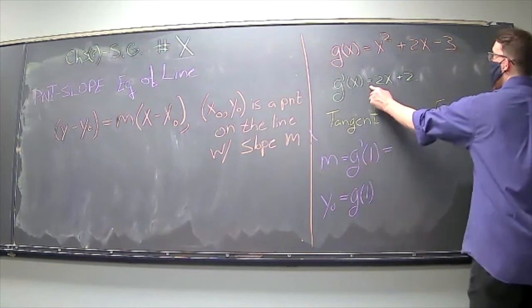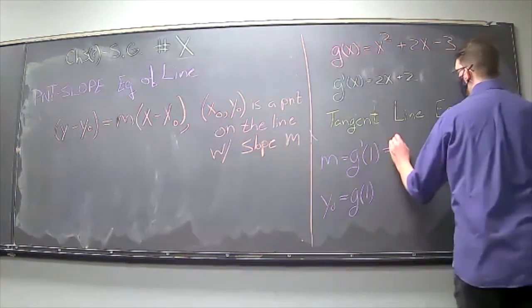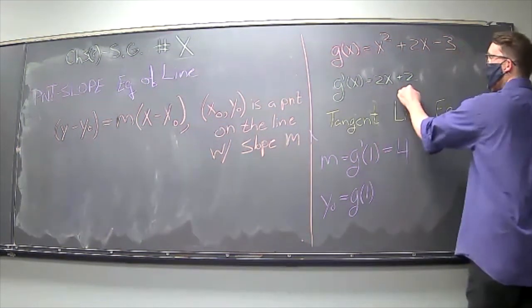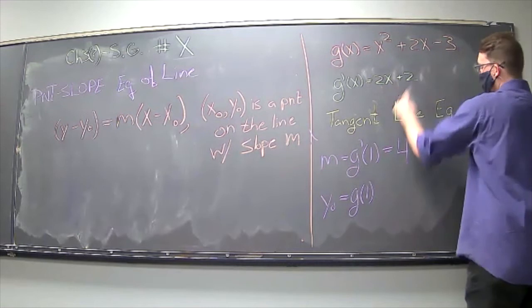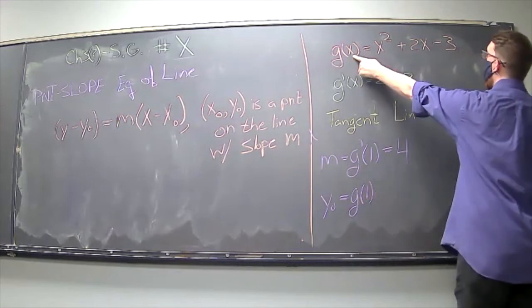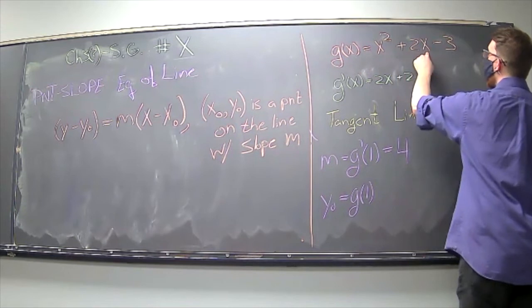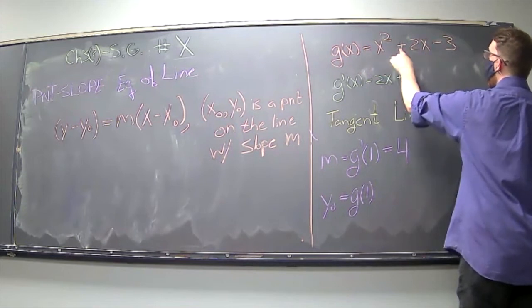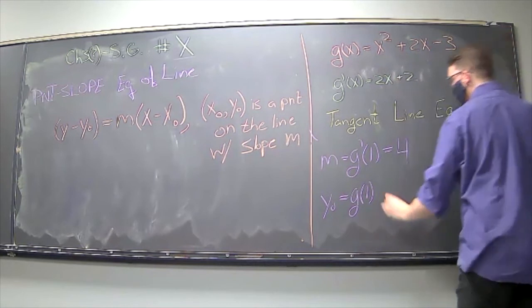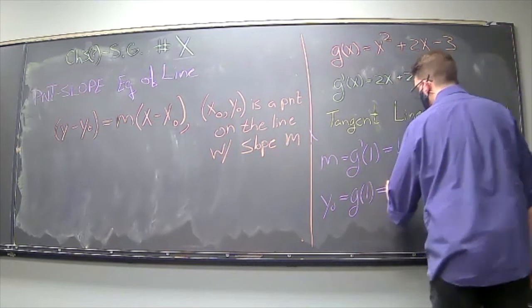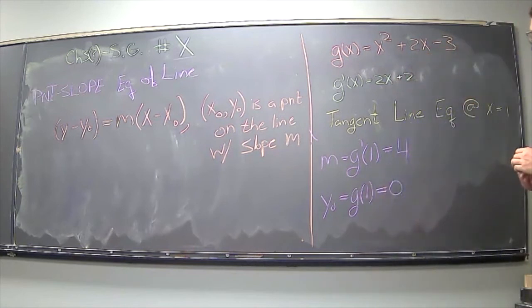So plugging in 1 into our derivative, we get 4, because it's just 2 plus 2, right? And plugging in 1 into our original function, that's 1 squared plus 2 times 1. So that's 1 plus 2, that's 3. And this thing is going to be 0. Make sense?